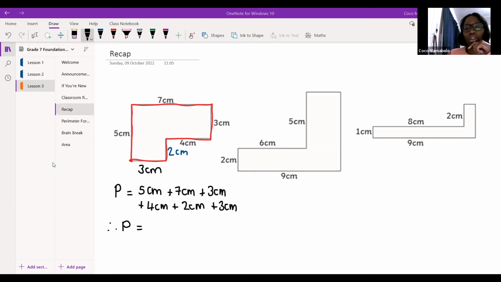I have a feeling it's not 14 centimeters. I don't think so. Excellent. I'm seeing Masichava and Silas answer. There we go.